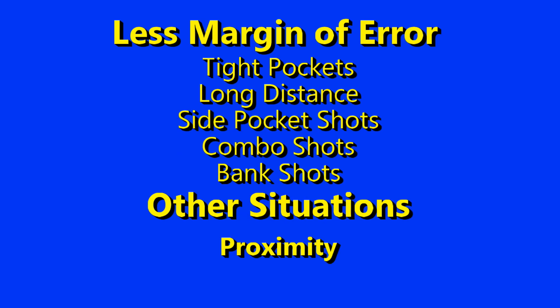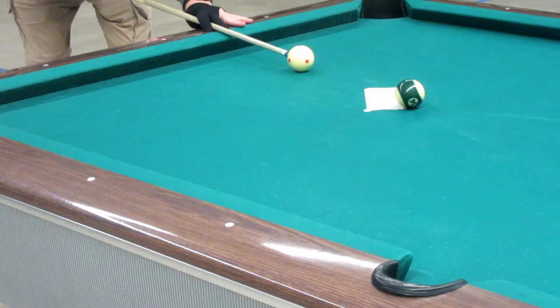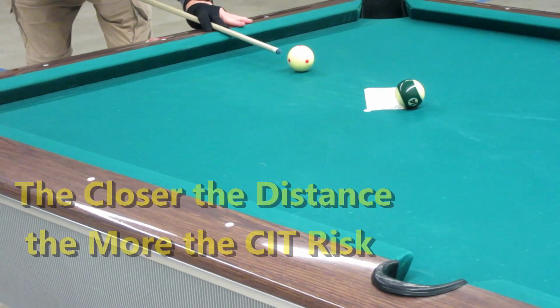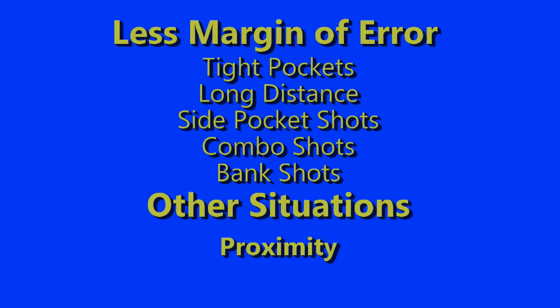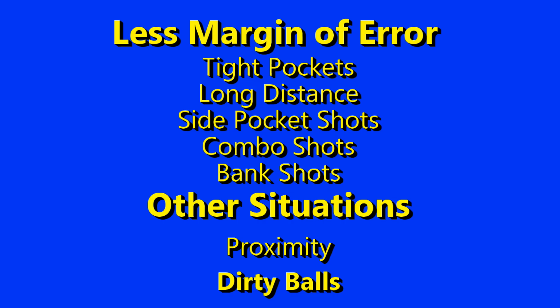Another situation is proximity. When the cue ball is very close to the object ball, if you're not careful and you hit center ball, you'll have stun. Stun will create more throw. And finally, dirty balls. Obviously, a chalk mark on the ball at the contact point will dramatically increase friction and thus throw. Each of these situations should be of concern, and multiple of these factors on a given shot just compounds the problem.